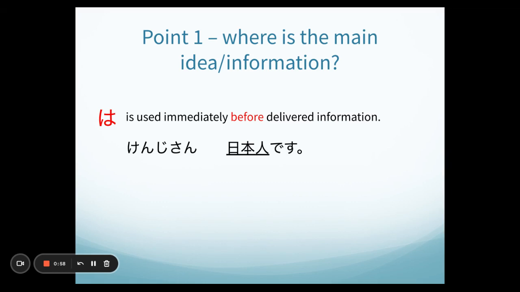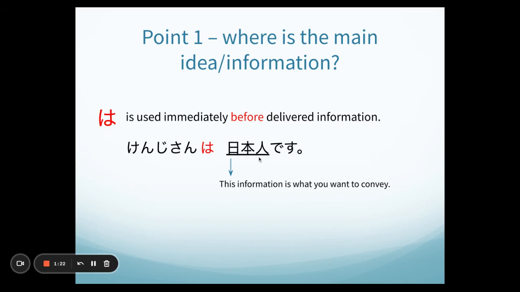Kenji-san, it's a guy's name, a common Japanese boy's name. Nihonjin desu. This is the kanji for Japanese person. Nihonjin desu. So Kenji-san is a Japanese guy, a Japanese person. So this information is what you really want to convey.